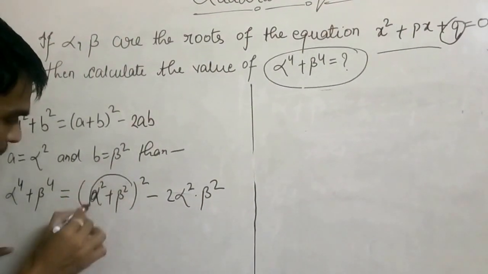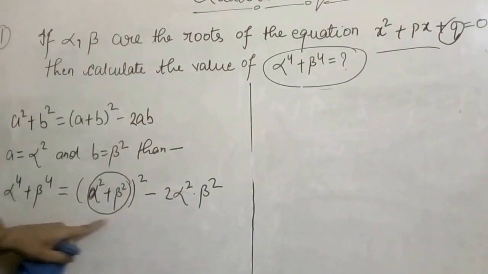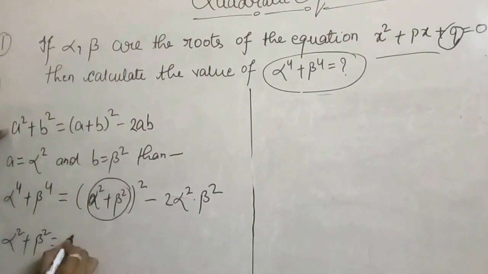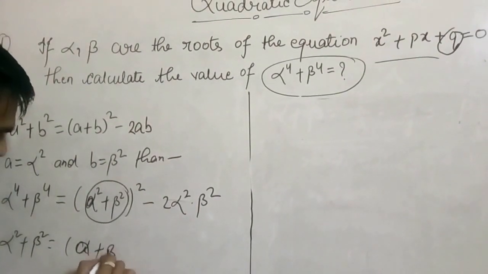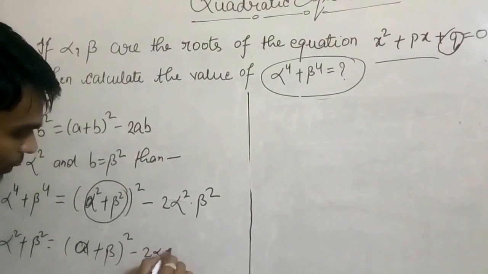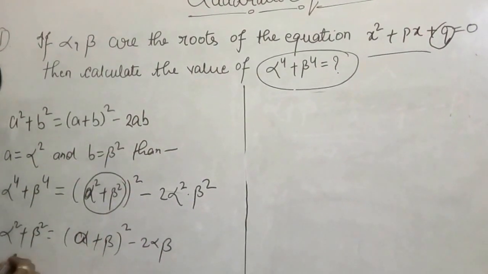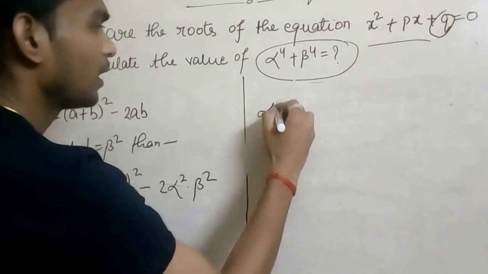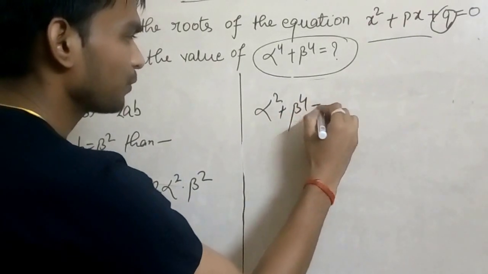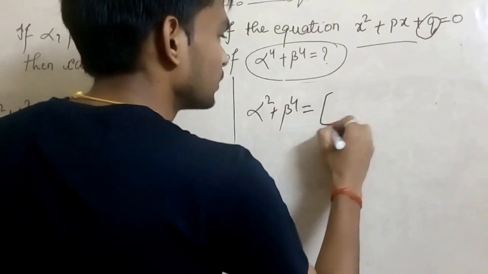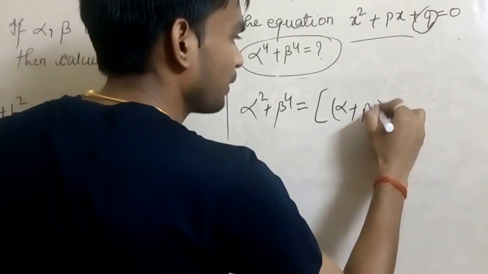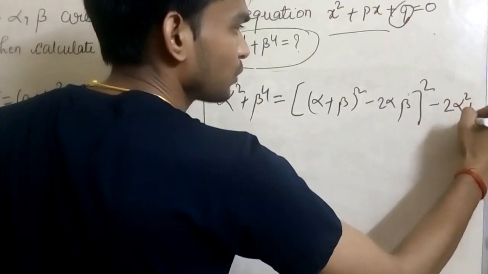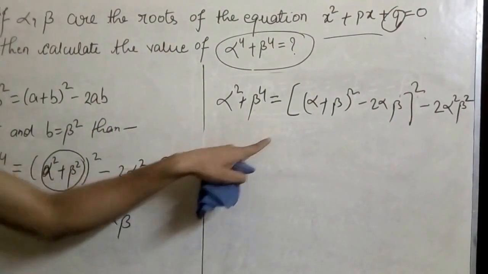Similarly, we put the value of alpha square plus beta square. Then what is alpha square plus beta square? Alpha square plus beta square equal to, similarly, alpha plus beta का whole square minus का 2 alpha beta from this equation. Then we put the alpha square plus beta square in this equation. Then we get alpha की power 4 plus beta की power 4 equal to अल्फा प्लस बीटा का होल स्क्वायर माइनस का 2 अल्फा बीटा का होल स्क्वायर माइनस का 2 अल्फा का स्क्वायर इनटू बीटा का होल स्क्वायर फाइनली.